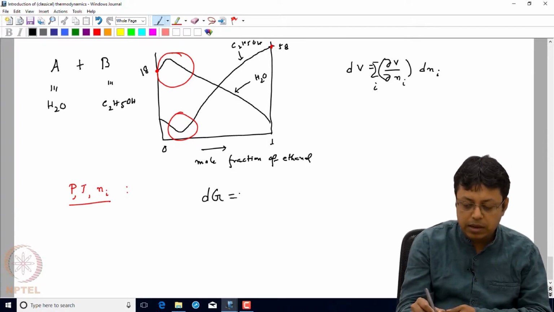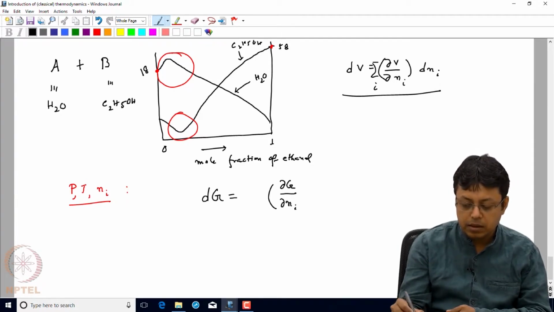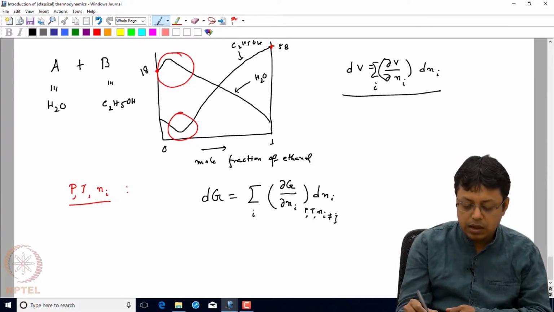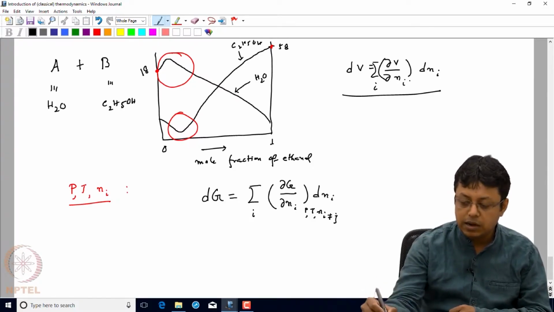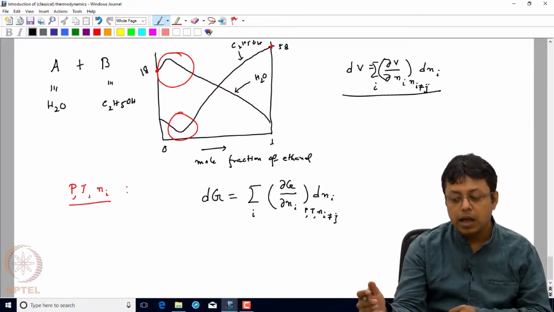So in a similar way, we can define the partial molar Gibbs free energy, in the same way as we define the partial molar volume. This is the change in the Gibbs free energy if we keep on adding one constituent and keeping all other parameters the same. In this case, I have to keep pressure and temperature fixed, and also the other constituents fixed, and then take the sum over i. So I have to always keep in mind that when I am changing one component, I am keeping all the other constituents the same.